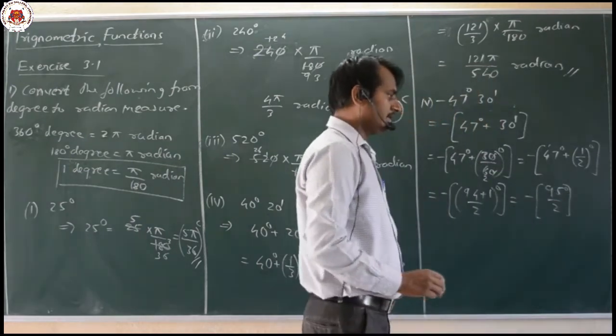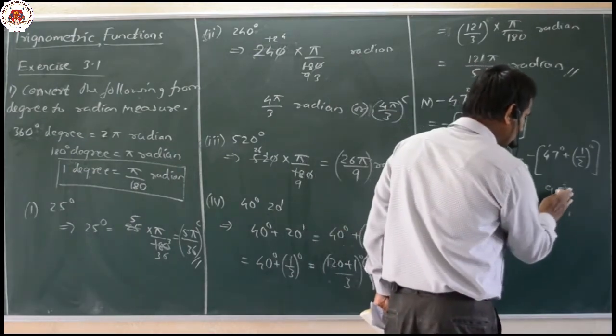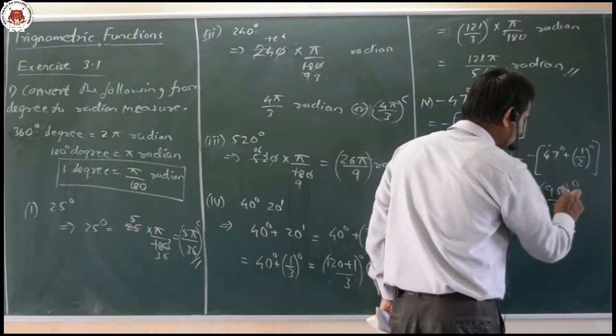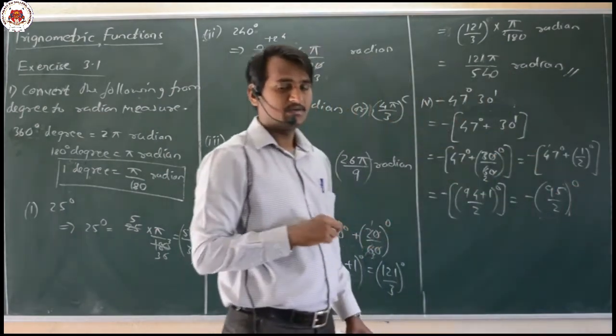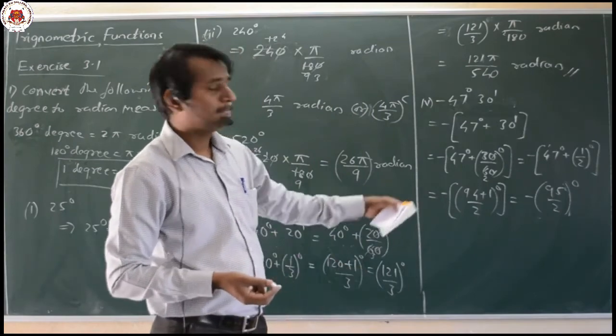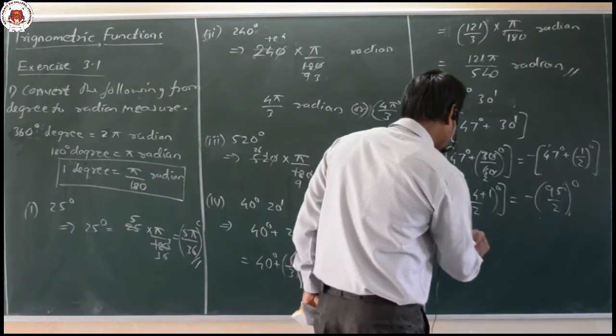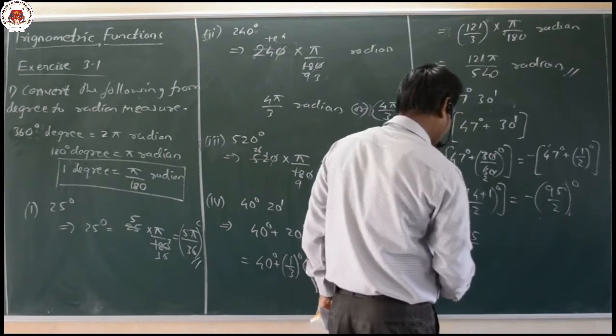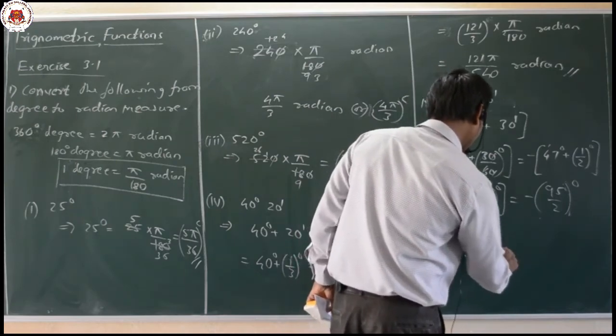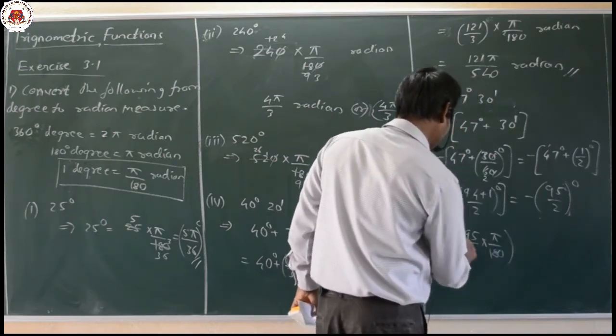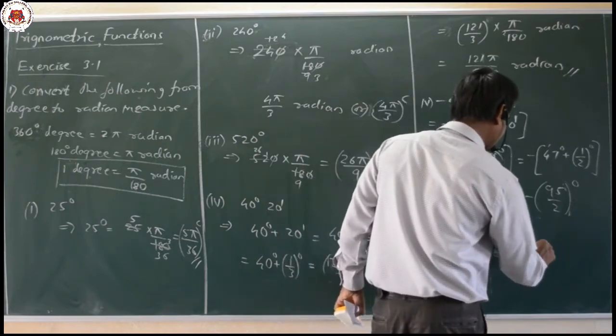Now this is one part, we have to convert this into radian. Converting into radian, how do we do it? Multiply by pi divided by 180. That implies 95 divided by 2 into pi divided by 180, with minus sign, radians.